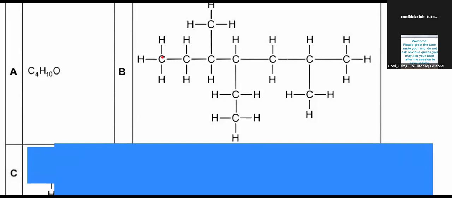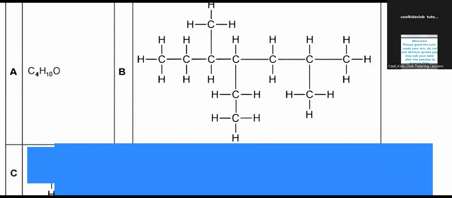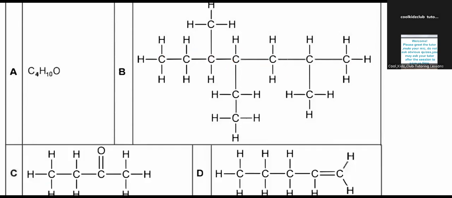Identify the main chain. Well, this is our main chain. How many carbons are there? 1, 2, 3, 4, 5, 6, 7. How do we call 7 carbons on the main chain? We learned about methane, ethane, propane, butane, pentane, hexane, heptane, octane. So we know that now we have heptane because it is 7. 1, 2, 3, 4, 5, 6, 7. So now we identified the main chain.